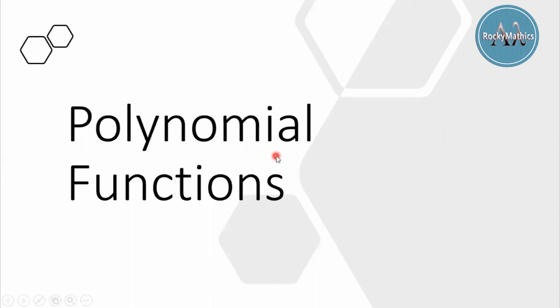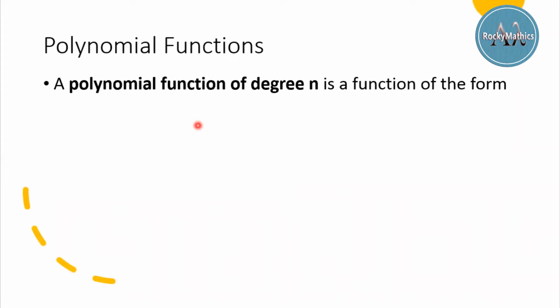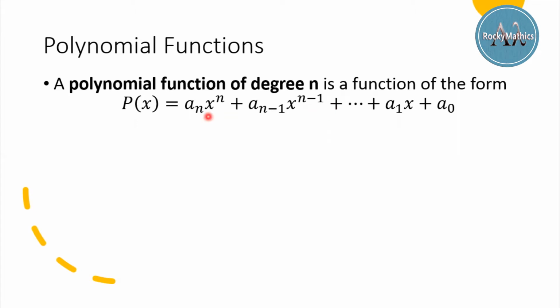Today we are going to discuss polynomial functions. So what is a polynomial? A polynomial function of degree n is a function of this form: P of x is equal to a sub n times x raised to n plus a sub n minus 1 times x raised to n minus 1 plus, and so on, up to a sub 1 x plus a sub 0.